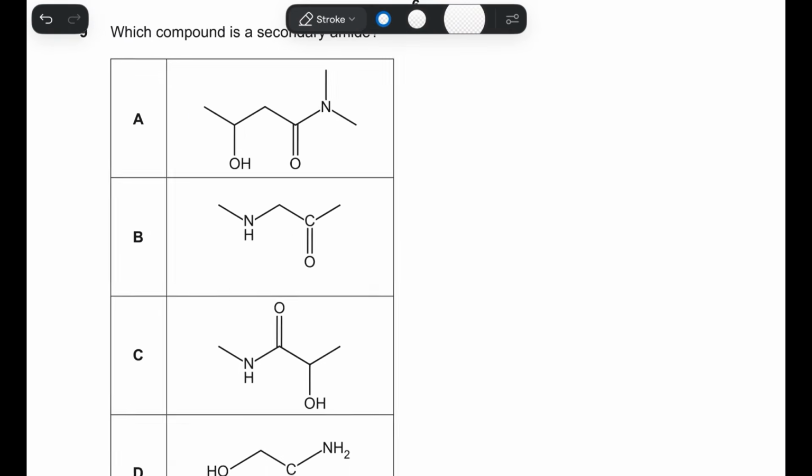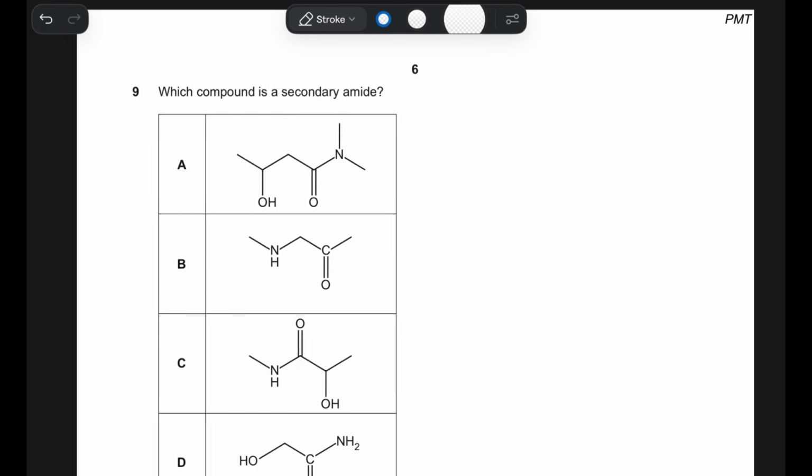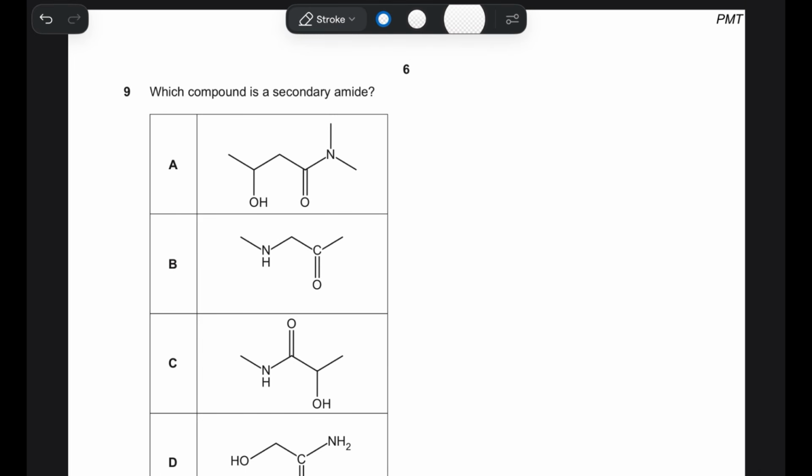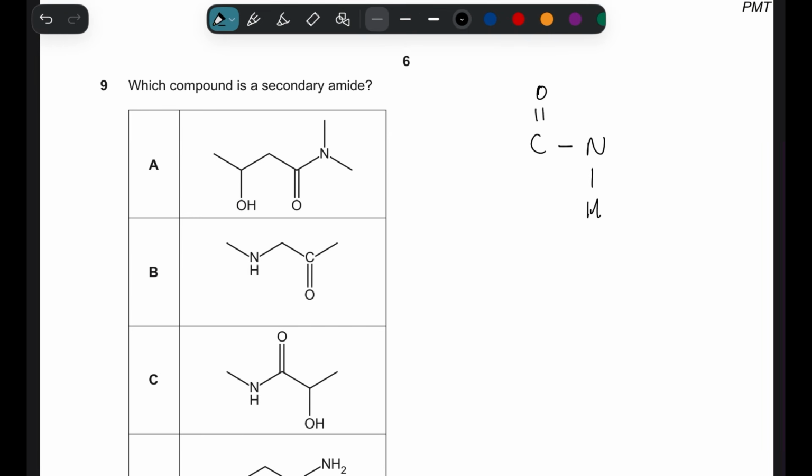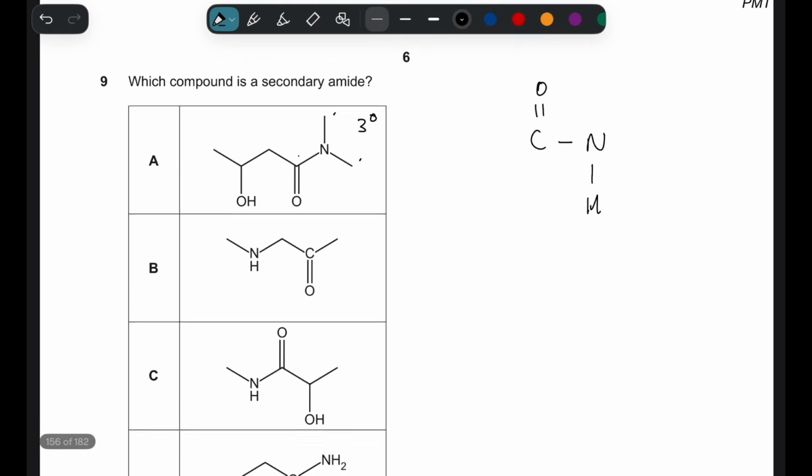Okay, so in terms of secondary amides, what you need to know is that an amide is first of all going to have the C double bond O and then N, H, or N, whatever. That's an amide bond. Cool. So we need to look at whether it's primary, secondary, or tertiary, right? It's dependent on how many carbons the nitrogen is attached to. So you can see here, this nitrogen is attached to 1, 2, 3 carbons. So this is a tertiary amide, yeah? And you're kind of working like that.